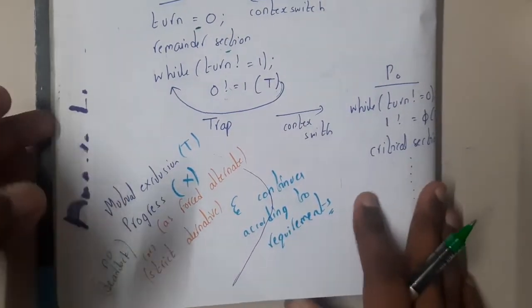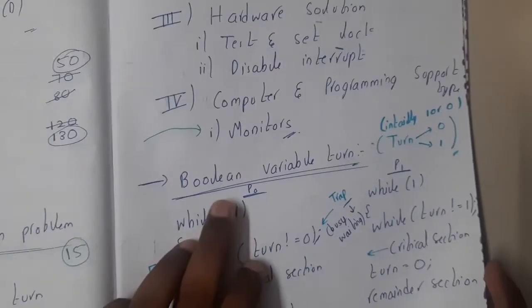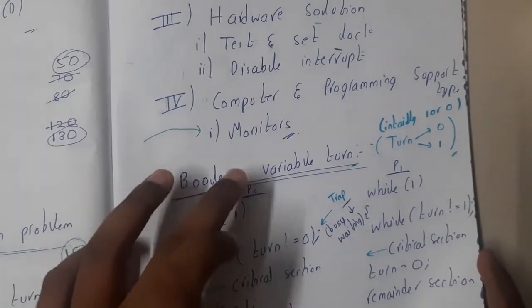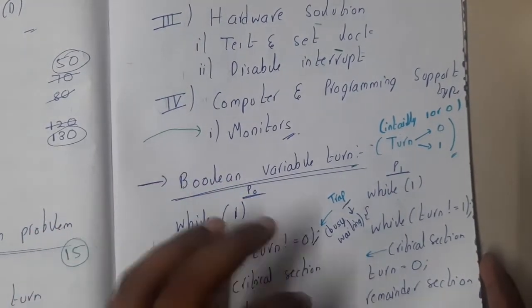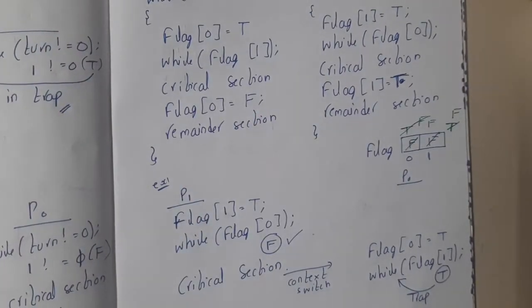So now you got an idea, right? This is all about the initial Boolean variable turn, guys. This is the first time we are learning this, and that is the reason why this topic took a bit long. But the next two will take less time compared to the previous one.